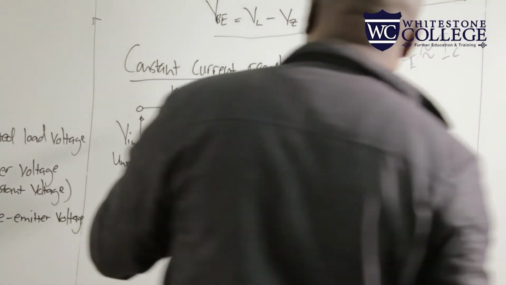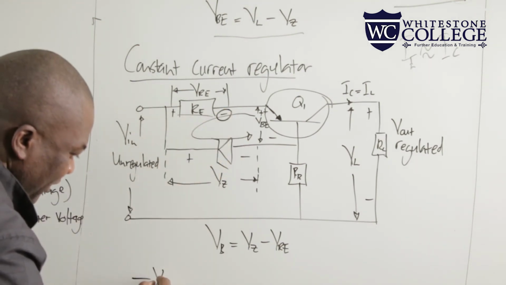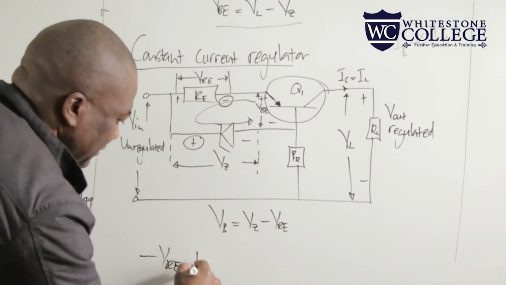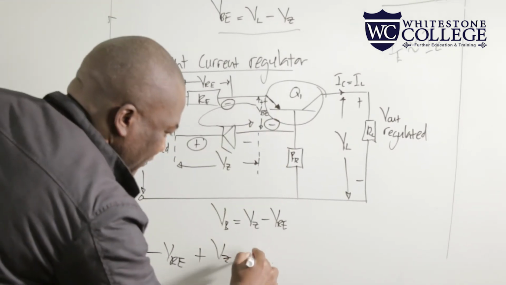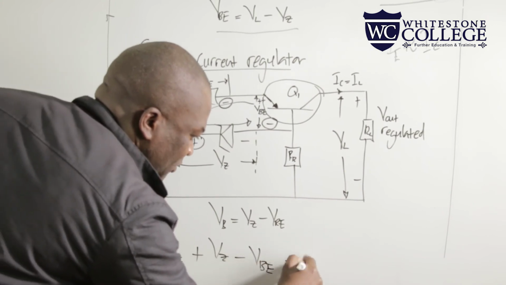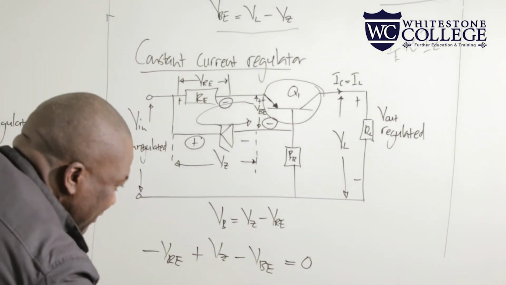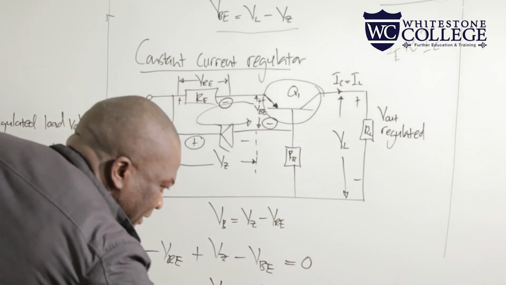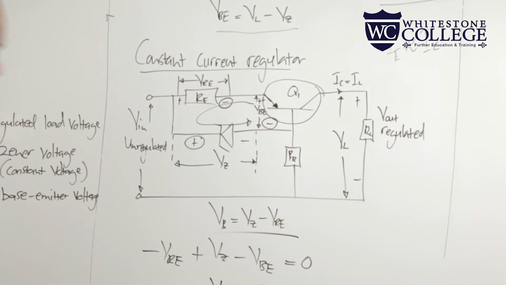we are saying minus VRE plus VZ minus VBE is equal to 0. And if we make VBE the subject of the formula, if we take VBE to this side, that means VBE will be equal to VZ minus VRE, which is the same as that equation.